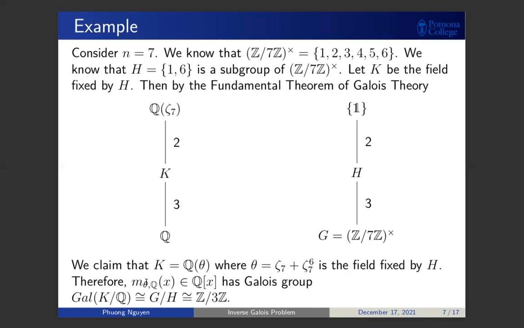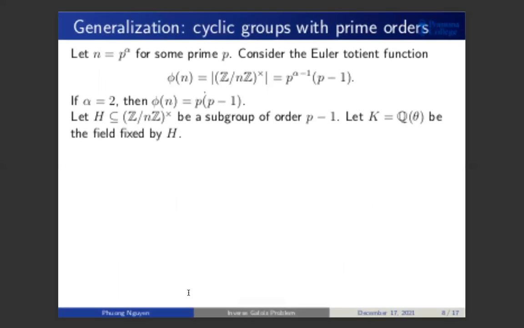Then the minimal polynomial of theta over Q has Galois group, Gal of K over Q, isomorphic to Z mod 3Z. So the idea is to have a big group, and then we find a big field, and then we find something in the middle. So in this case, we find something in the middle that is isomorphic to the group Z mod 3Z. Now let's generalize that a little bit.